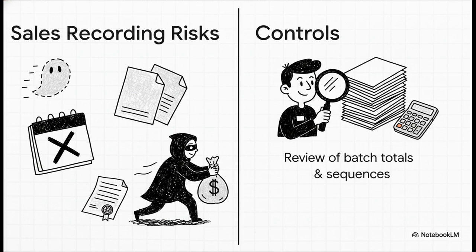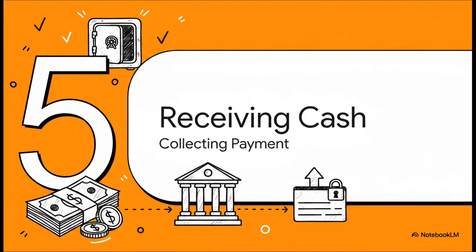And listen, you must always watch out for credit notes. Fraudsters absolutely love using unauthorized credit notes to secretly write off a debtor's balance to hide cash they've stolen, a scheme known as lapping. That is exactly why independent supervisors must review batch totals and constantly investigate any gaps in numerical document sequences. Almost at the finish line.